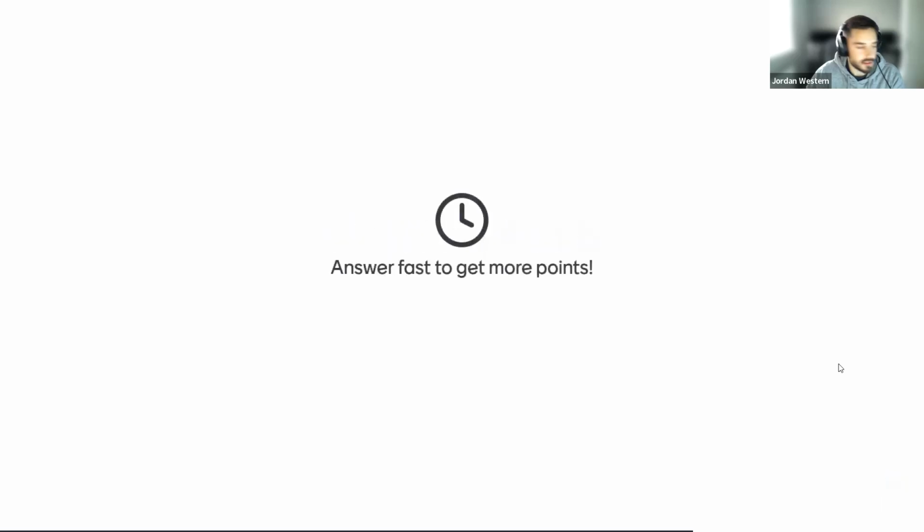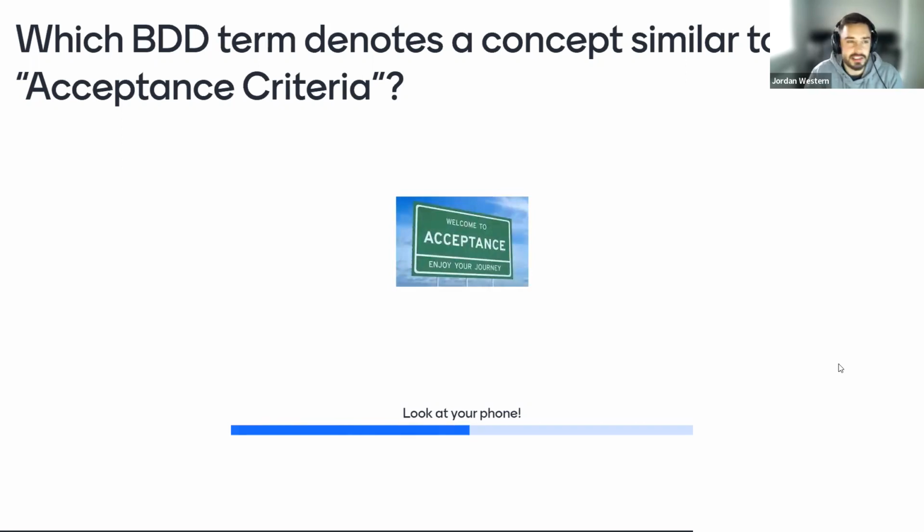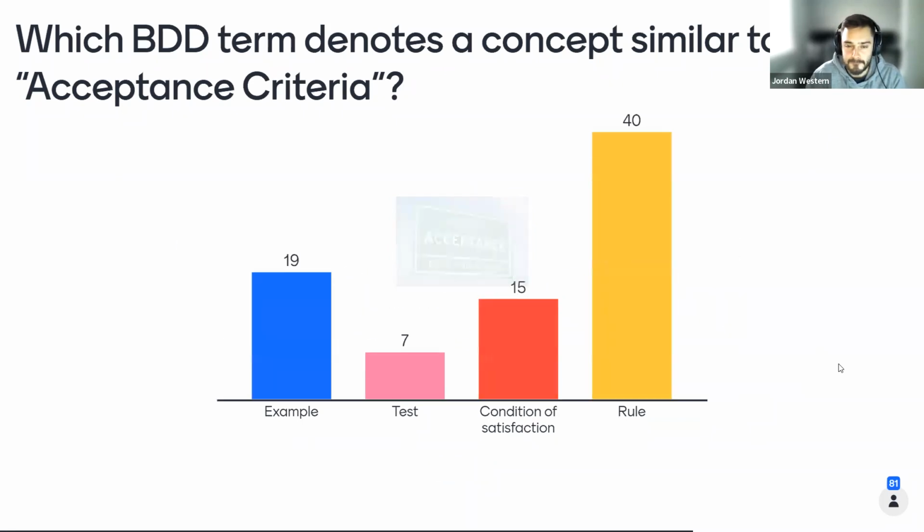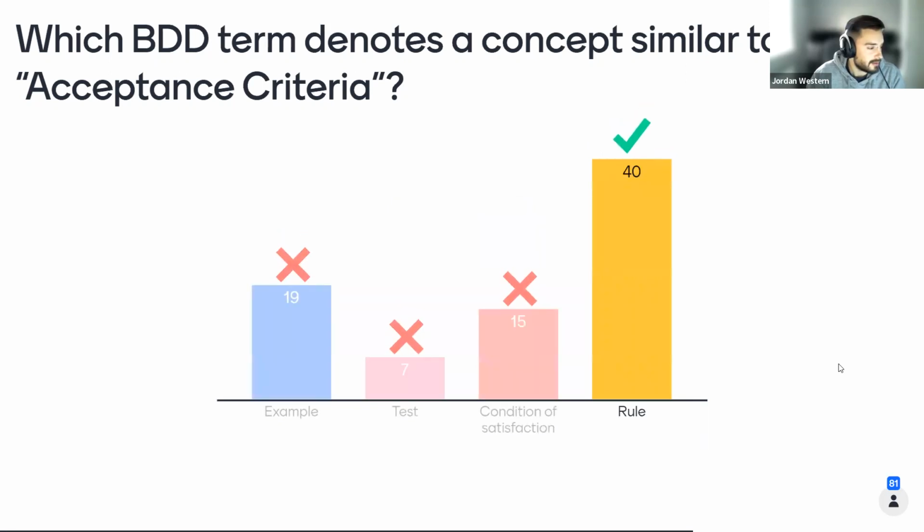Okay, question 4 or 5. Let's go. So which BDD term denotes a concept similar to acceptance criteria? We've just spoken about this, so hopefully everyone should get this one right. Yep. So example test, condition of satisfaction or rule. Yeah, very nice. Cool. Obviously, condition of satisfaction is also related, but it's not a BDD term. There we go. Cool. So 40 of you managed to get the one right. Let's see who is winning.